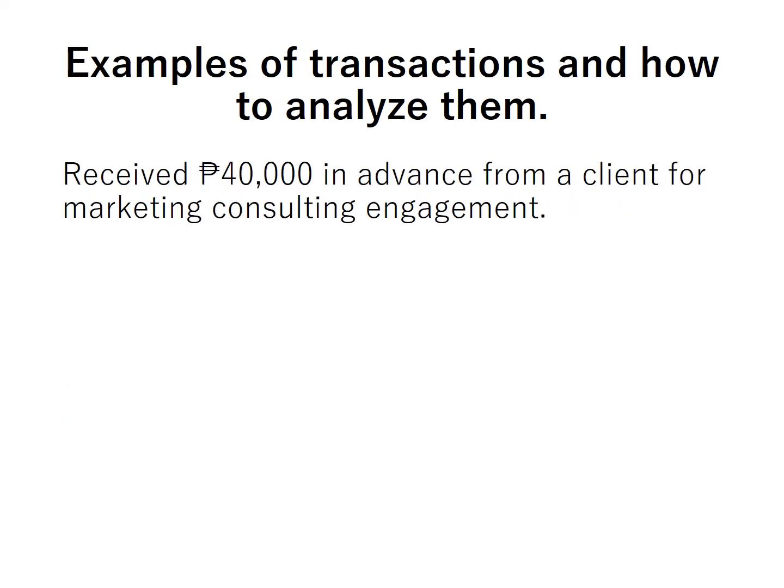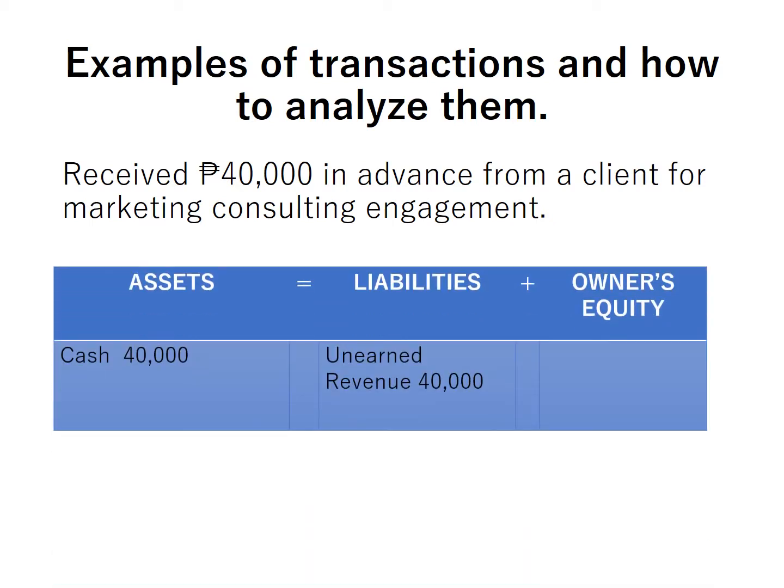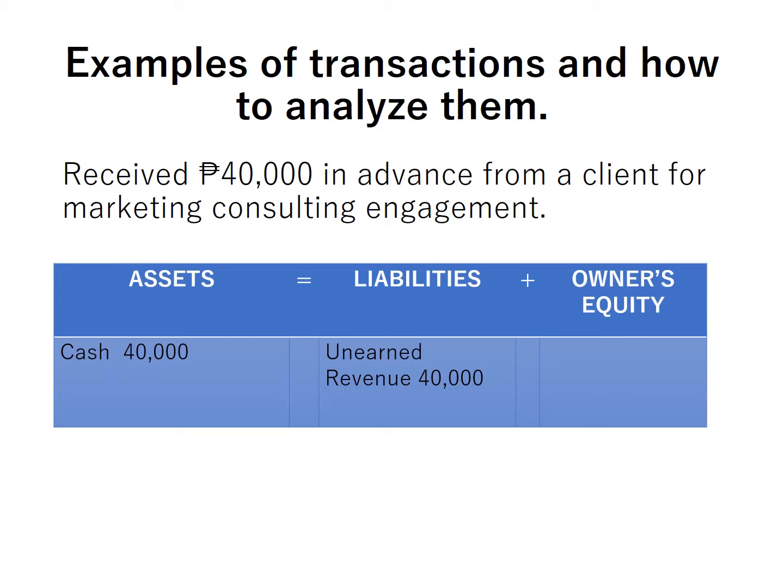Next transaction, the business received 40,000 pesos in advance from a client for a marketing consulting engagement. What are the accounts affected? The first account affected is cash because the business received cash. The other account affected is unearned revenue, a liability account, because the business received a cash advance payment from a client for a future consulting engagement. That is why we need to record a liability.